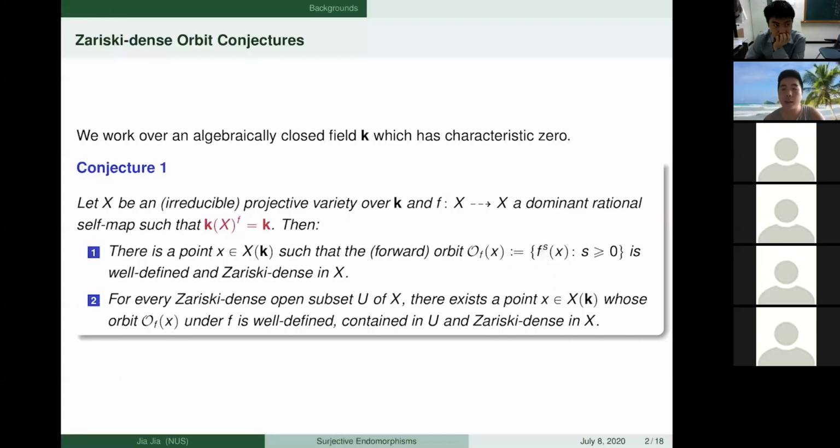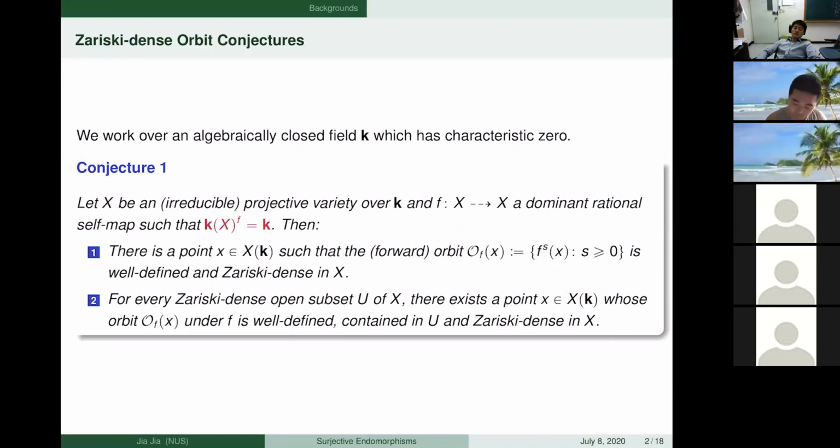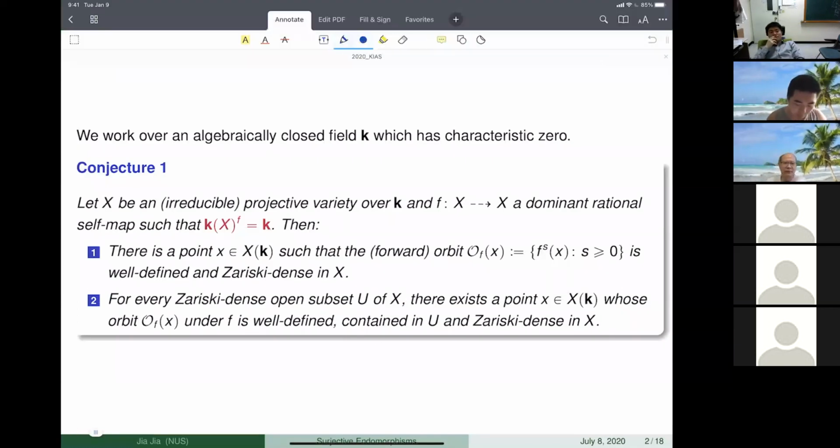Include the field K, which has characteristic 0. We'll assume this in the following. Let X be a projective variety, and F from X to itself be a dominant rational map. We denote this KIAS. We denote this K_X^F to be the field of F-invariant rational functions on X.